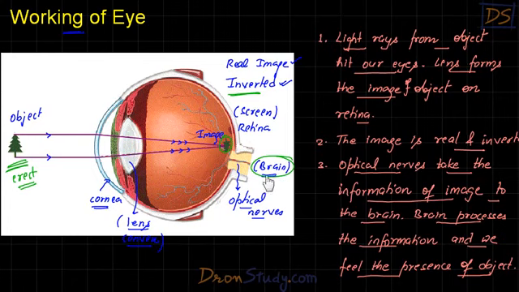So students, see, our brain is actually very smart. Right? When this image is formed, the information of this image goes to the brain, right? And inside the brain, this image is further inverted. We can write this down. Inside the brain, image is further inverted.